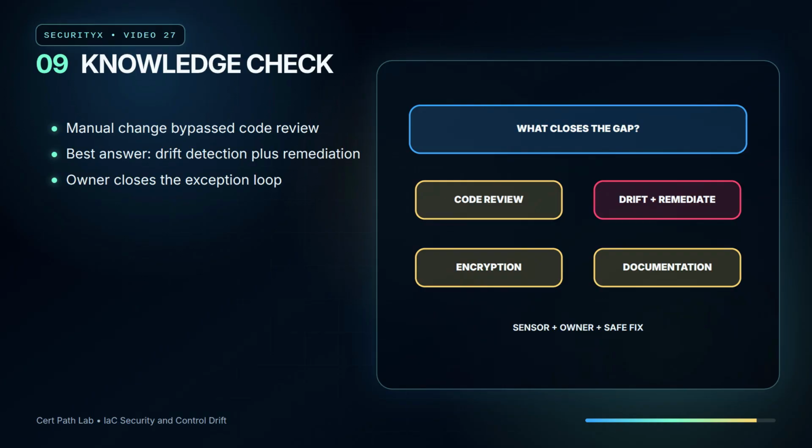Code review matters, but it did not see the manual change. Encryption matters, but it does not prove the bucket matches approved state. More documentation helps, but a sensor and remediation lane close the gap so it cannot come back.